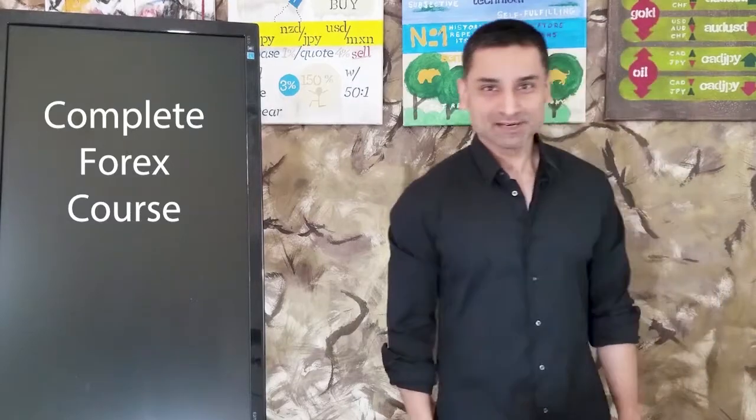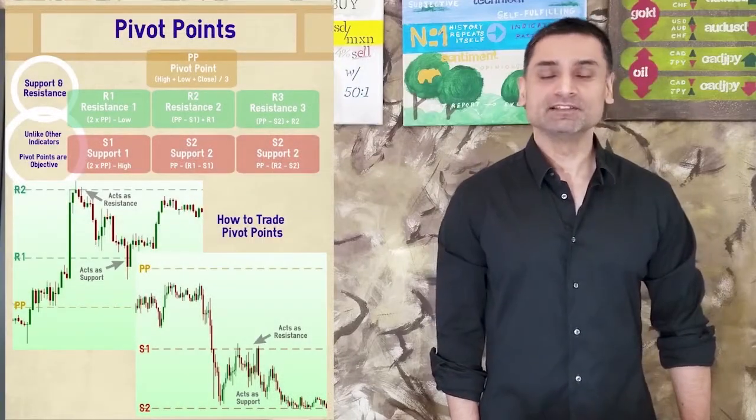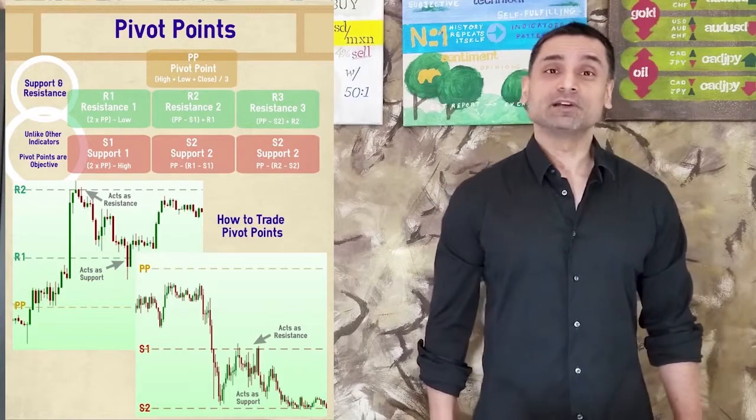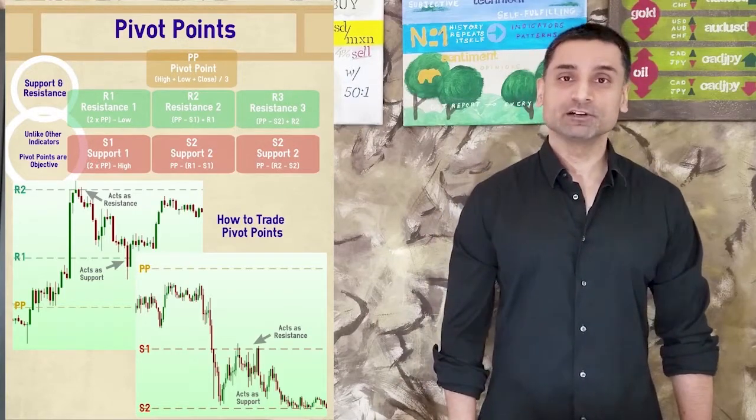Hey there, welcome back. This lecture is going to be on pivot points. The pivot points indicator draws 7 lines on your charts. One line is the pivot point line, which is in the middle. Then there are 3 lines above it and 3 lines below it. These lines can be used as support and resistance, take profit areas, stop loss areas.